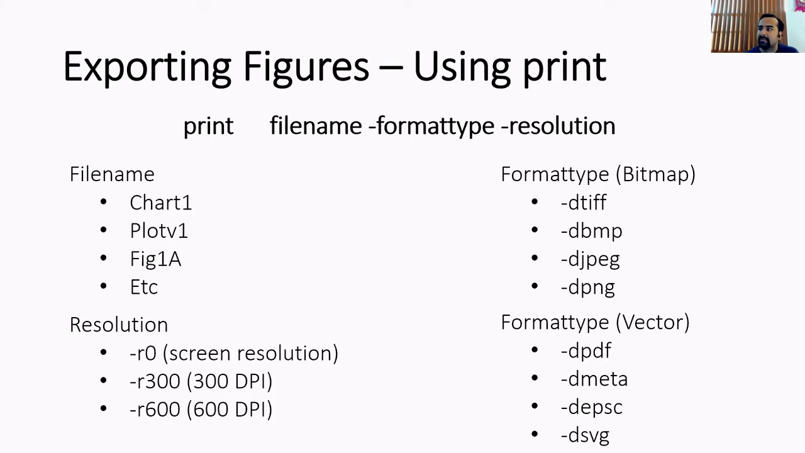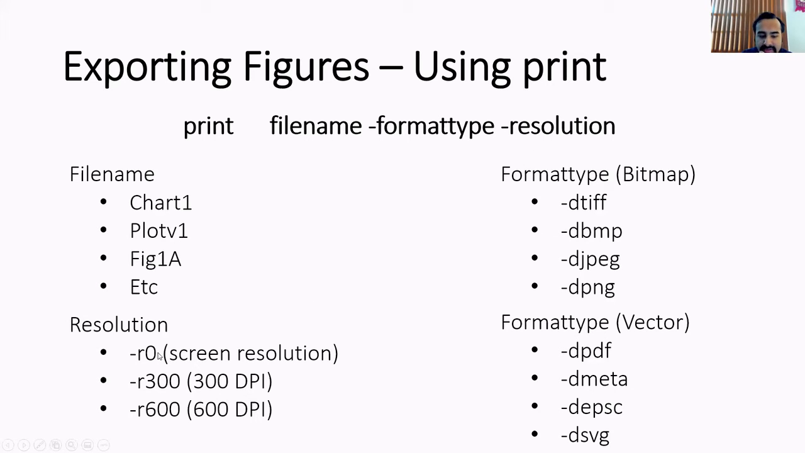Well, you can use the actual exporting feature in MATLAB, like I showed you, or you could use a command instead. As with everything in MATLAB, there's usually a code behind everything. So in this case, the command is print, the file name that you want, dash the format type, and dash the resolution. So for example, you can do print and then just a file name, like chart1. The format type, so you can do, for example, dash dtiff if you want a TIFF image. And then you can do dash resolution.